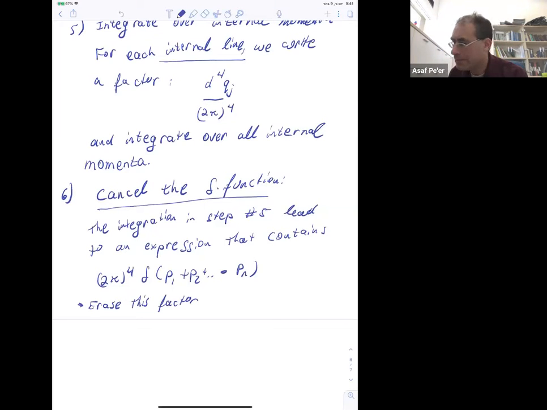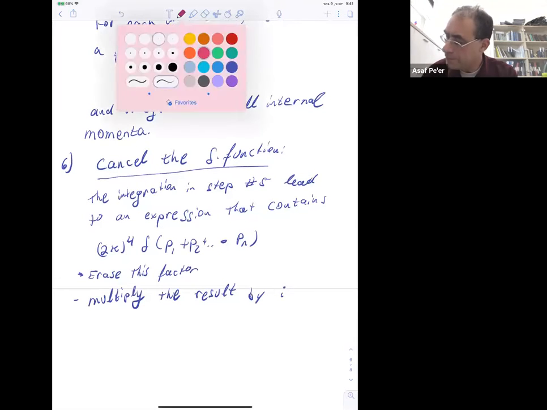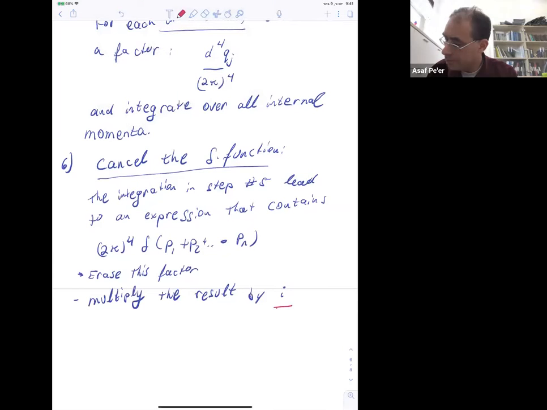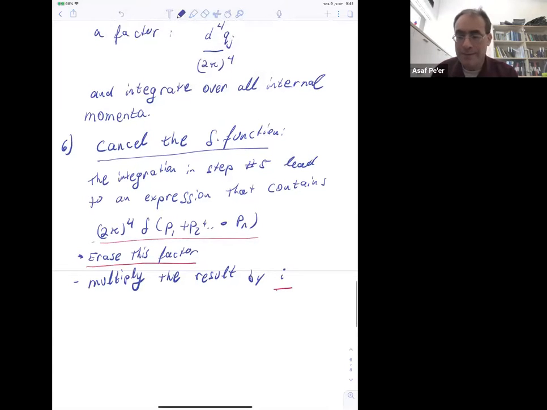And then multiply everything by i. This is a convention for the phases. We don't really have time to get into that. Multiply the result by i. And that's it. What we get is M.